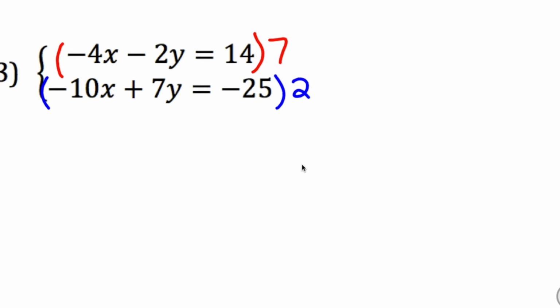All right, let's multiply the 7 through. 7 times negative 4x, that gives me a negative 28x. 7 times negative 2 gives me negative 14y. And the last one, 7 times 14, gives me 98.